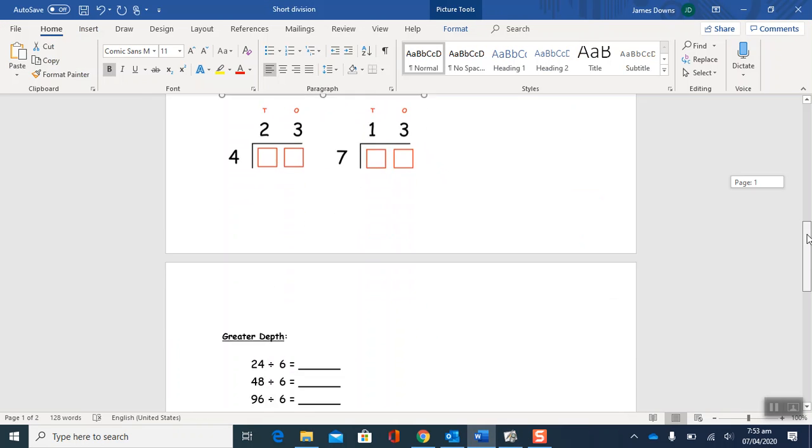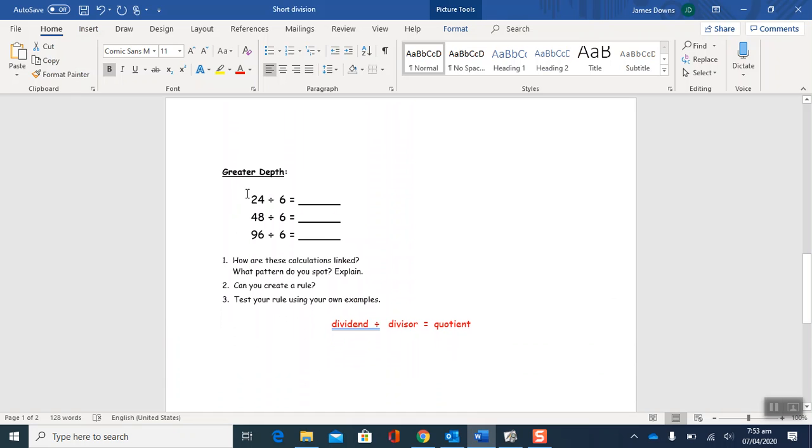Now the final thing, if you get this far, is the greater depth questions. This is one question, and it's asking you 24 divided by 6, 48 divided by 6, 96 divided by 6. What I would do is solve these first, then it says, how are these calculations linked? How are all of these three linked together? Is there a pattern? Can you explain it? Can you create a rule for that pattern? What do you think needs to happen so that the pattern continues?